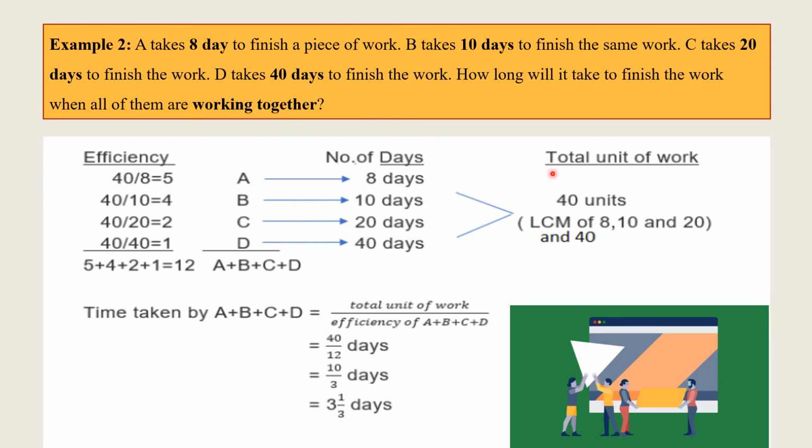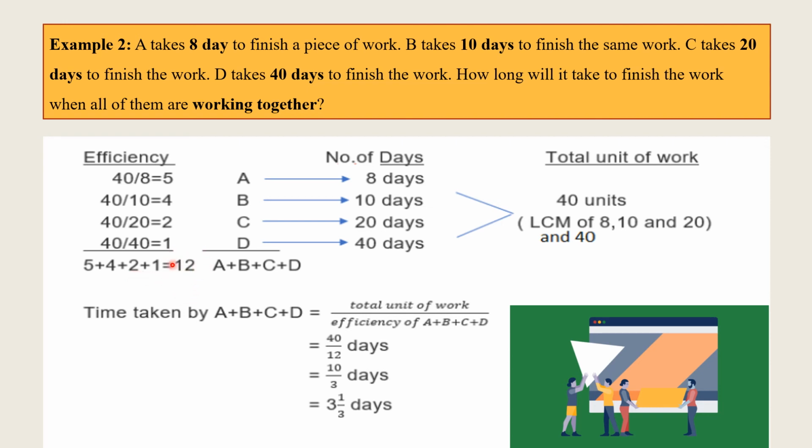Now we will first do step 1, that is total unit of work, by removing the LCM of these 4 numbers, that comes around 40 units. Now we will proceed towards step 2. Now we will remove the efficiency of each. The efficiency of A comes 40 by 8, that is 5, B comes to be 4, C comes to be 2, and D comes to be 1. Now adding these in the third step we get the answer as 12.